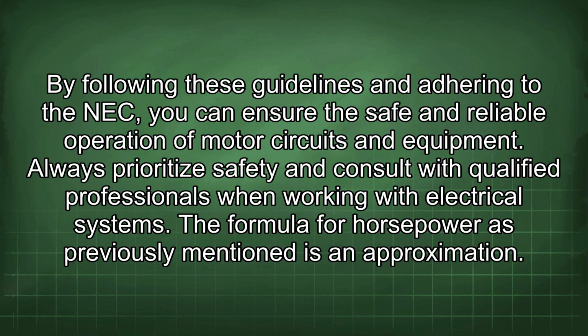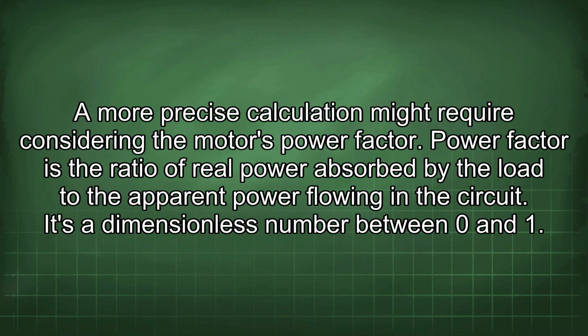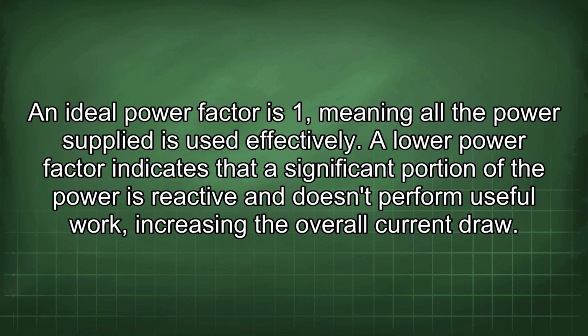The formula for horsepower, as previously mentioned, is an approximation. A more precise calculation might require considering the motor's power factor. Power factor is the ratio of real power absorbed by the load to the apparent power flowing in the circuit. It's a dimensionless number between 0 and 1. An ideal power factor is 1, meaning all the power supplied is used effectively.